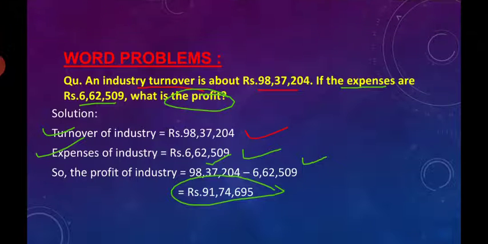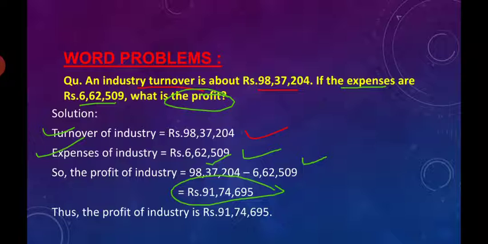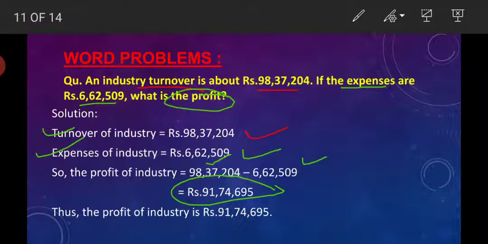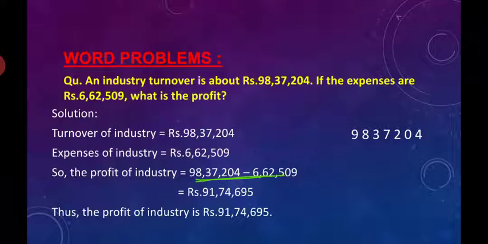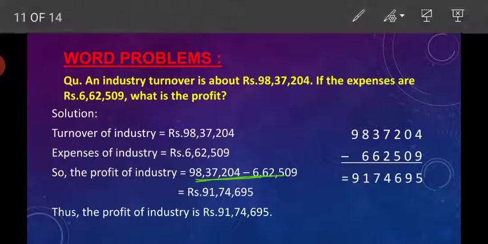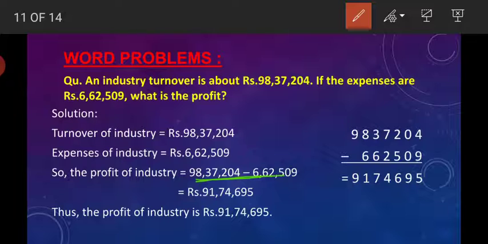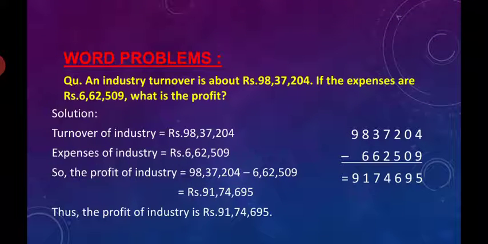So we have to write this one in the statement form. So thus the profit of the industry is rupees 91,74,695. Now come to how to subtract these two numbers. Set the first number, then second number, and here is the difference. You have to start subtraction from the right side and move towards the left. How to subtract we have already discussed in our first video.